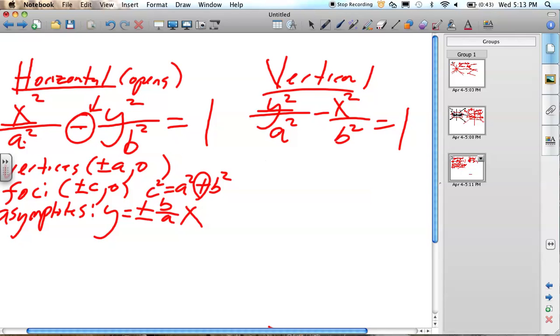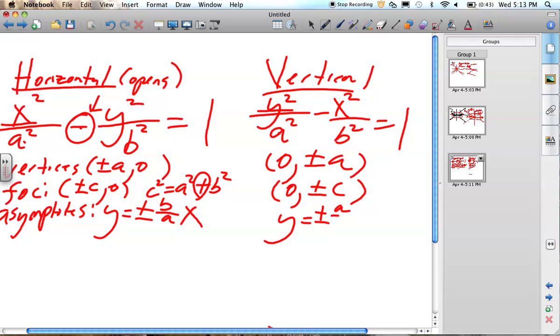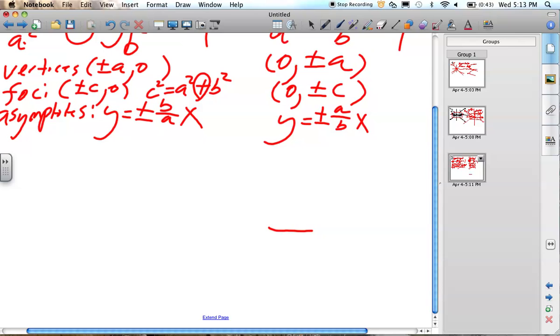Okay, our vertices here are not going to be 0, they are going to be 0 plus or minus a, because now they're along the y-axis. Foci are going to be 0 plus or minus c. And now because my a goes up and down, asymptotes are going to be y equals plus or minus a over b x. And I'm actually going to draw a vertical one for you here so you can see what it looks like. And it looks very similar.